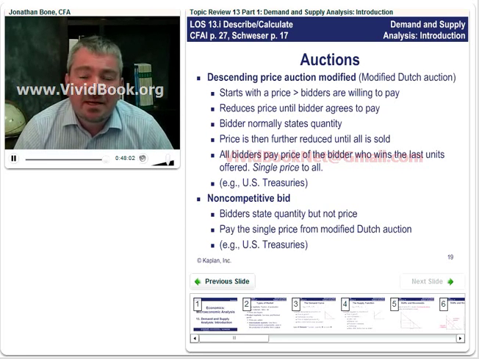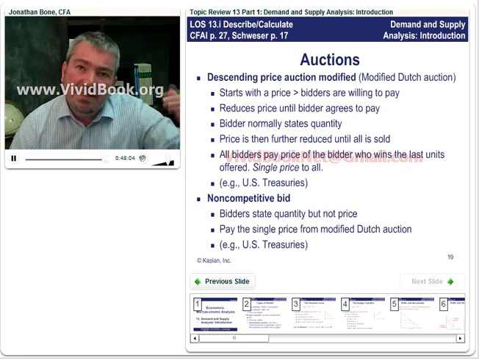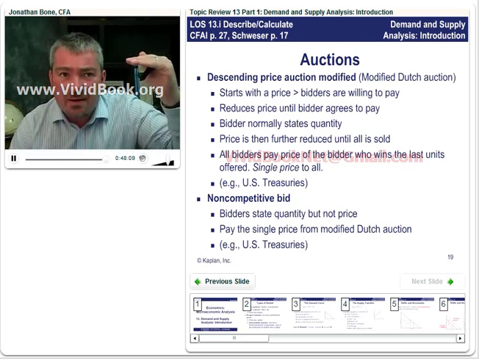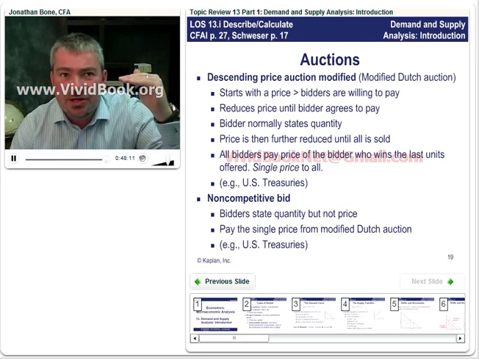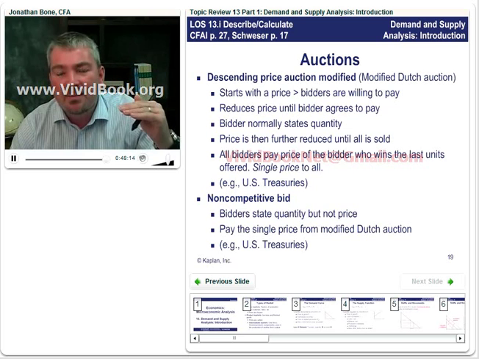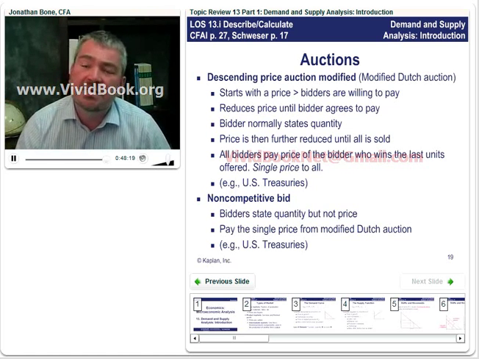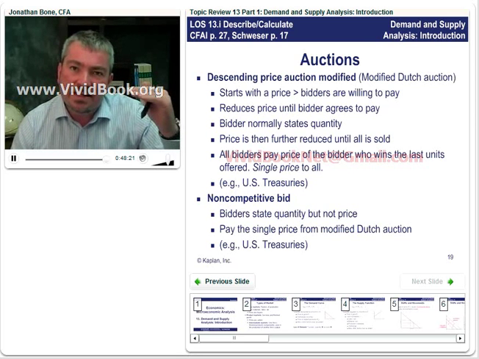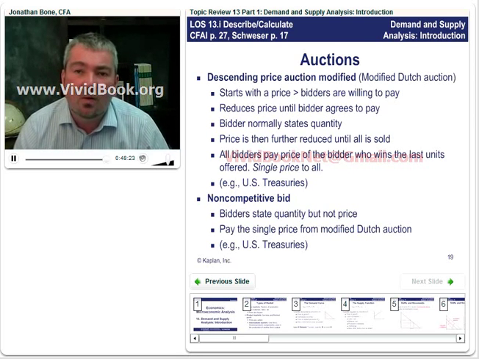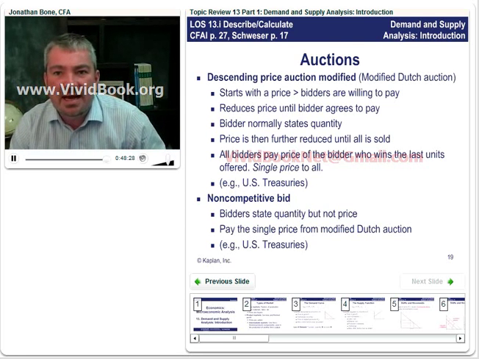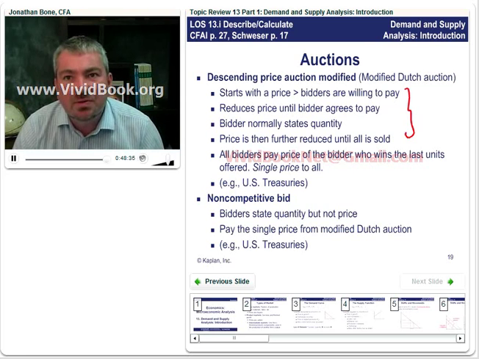Now notice, first of all, very common to a Dutch auction, we start with a price that is greater than what bidders are willing to pay. Then the auctioneer is going to systematically reduce that price until they hit prices where bidders are willing to pay. Again, the bidder is just going to be stating quantity here. Now the price is going to be further reduced until all is sold. Now hang on a second, all these points that we've just discussed here, so in other words, our first 4 bullet points, that sounds just like a normal Dutch auction, and it is.